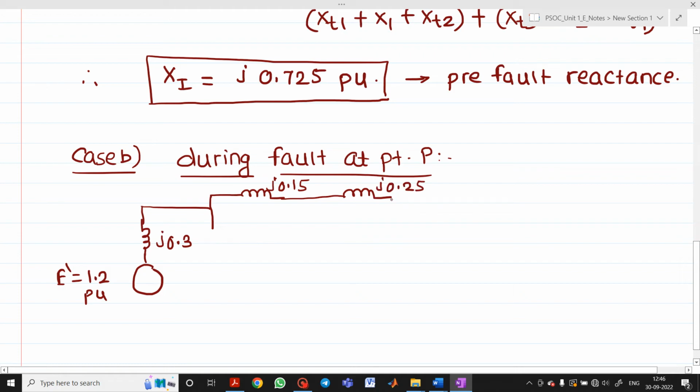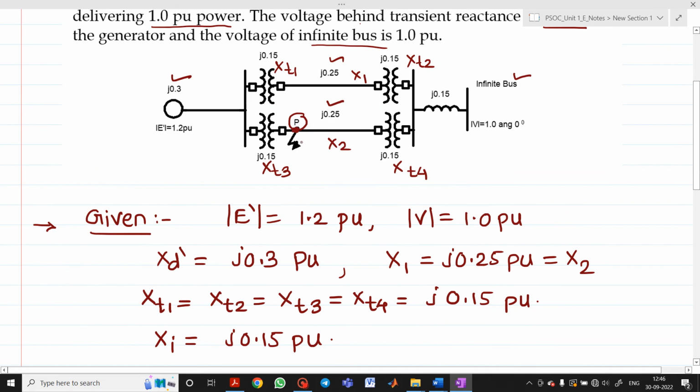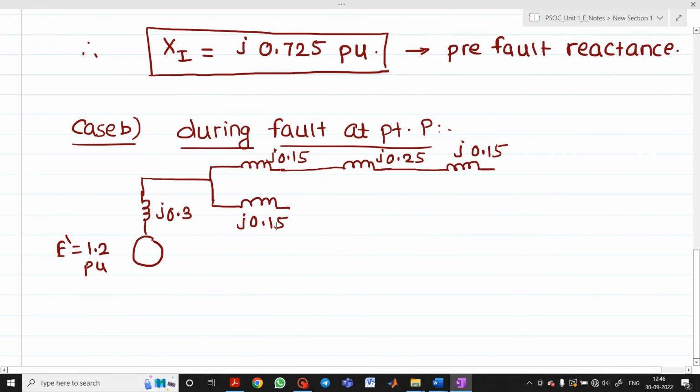Okay, then this will be j0.15, which is xt2. Now here you will get j0.15, which is xt3, and as the fault has occurred here at point P, I have to mark it here as point P. Here, again the line portion is there, x2. Again here the reactance of the next is j0.50. So I will complete this.